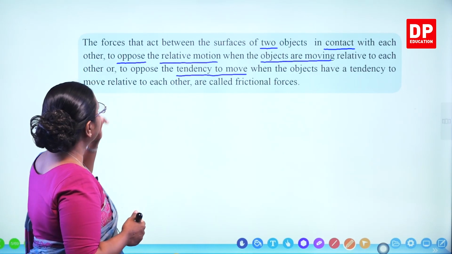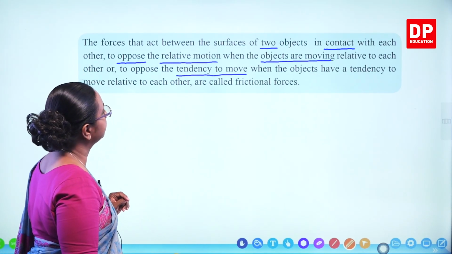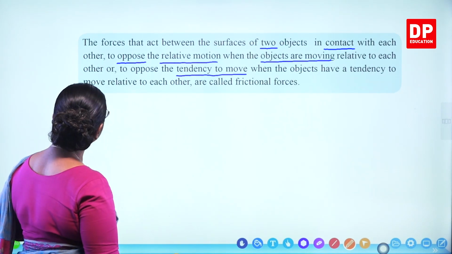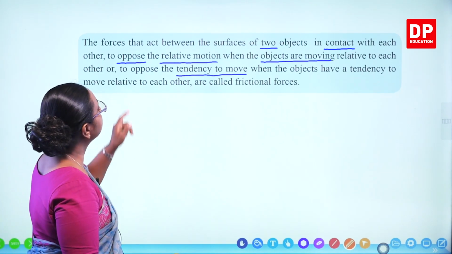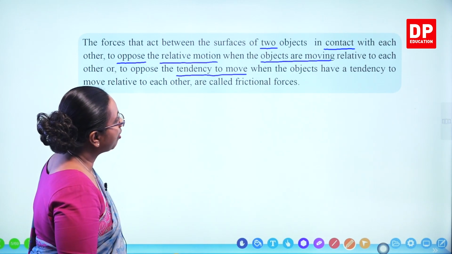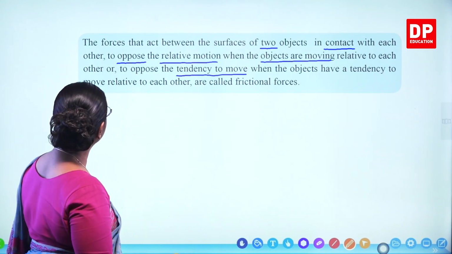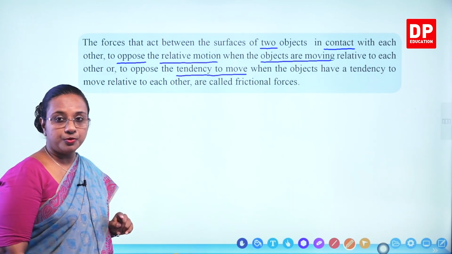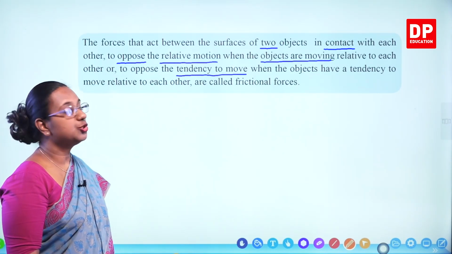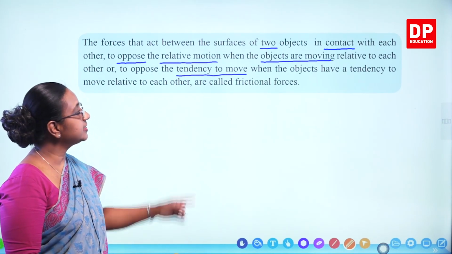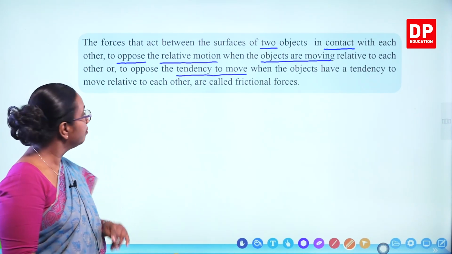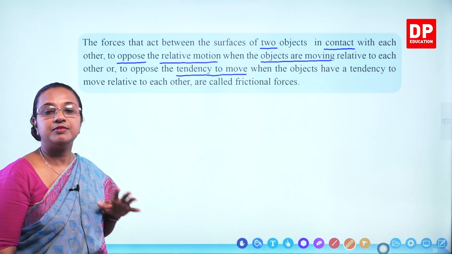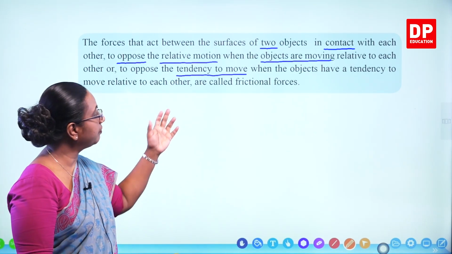The forces that act between the surfaces of two objects in contact with each other to oppose the relative motion when the objects are moving relative to each other, or to oppose the tendency to move when the objects have a tendency to move relative to each other, are called frictional forces or friction.